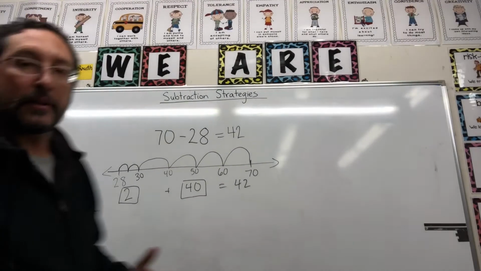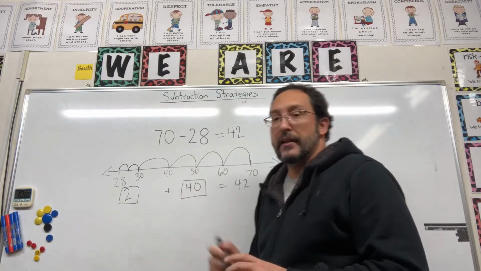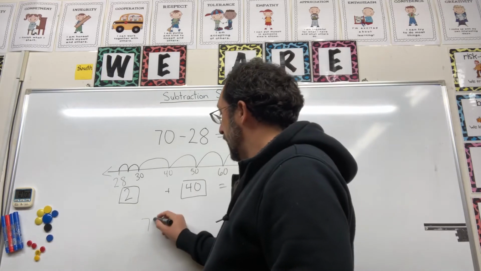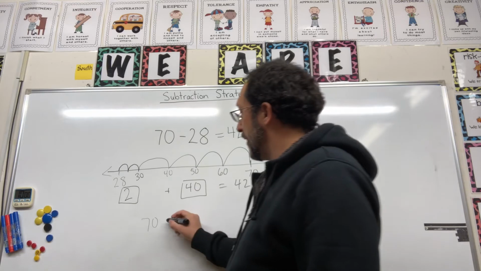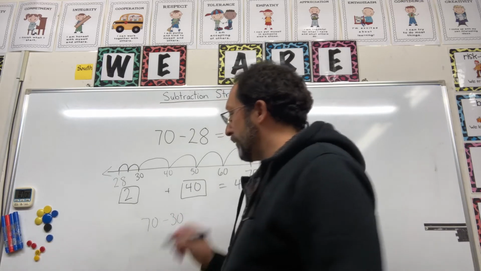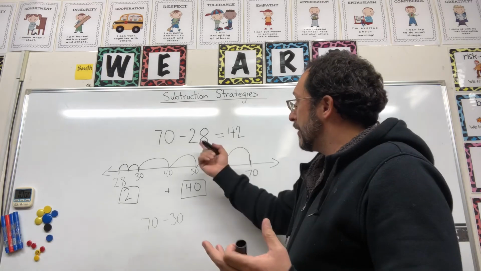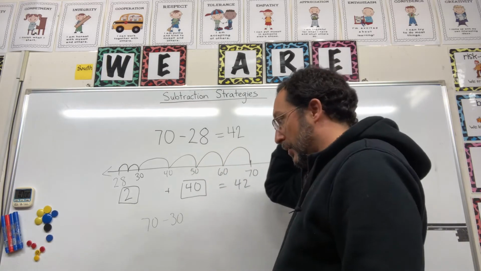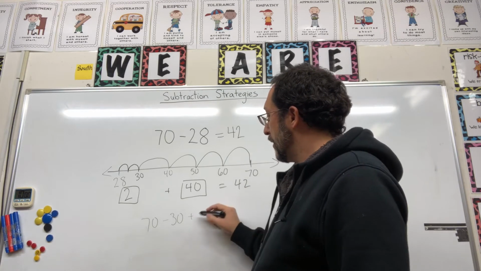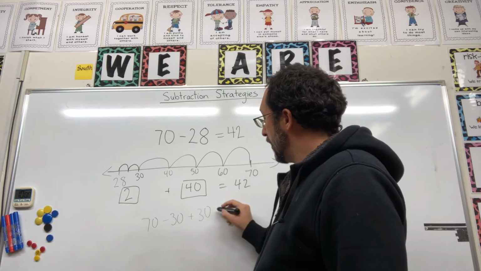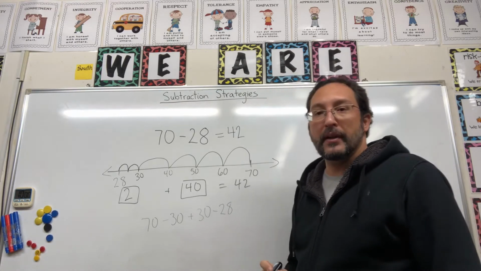All right, so we've looked at that one way. Well, we can look at this in another way. We have the 70 and the 28, and 70 minus 28 is almost the same thing as 70 minus 30, right? But that's only one part. We don't have the other part with the 28. So it's the same thing, 70 minus 30, and then plus 30 minus 28. We can break it up this way too.